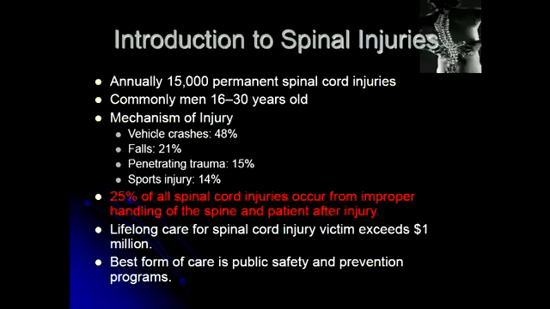It's suspected that 25% of all spinal cord injuries worsen or happen from improper handling of the damaged spine or spinal cord. And to put it in context from a money point of view, for each patient with a true spinal cord injury, like a quadriplegic or paraplegic, the lifetime care costs at least $1 million, which is understandable, especially for quadriplegic patients. And the best form of care is public safety and prevention programs.